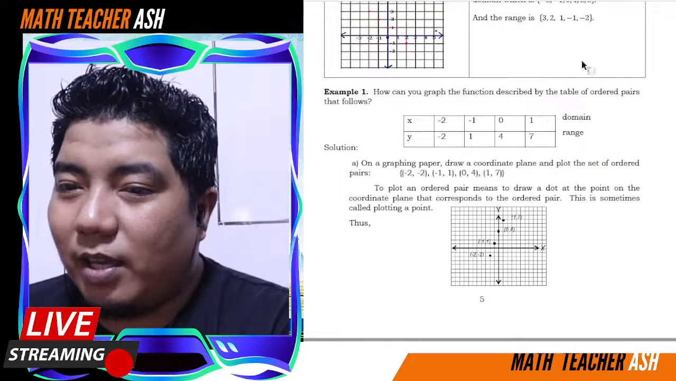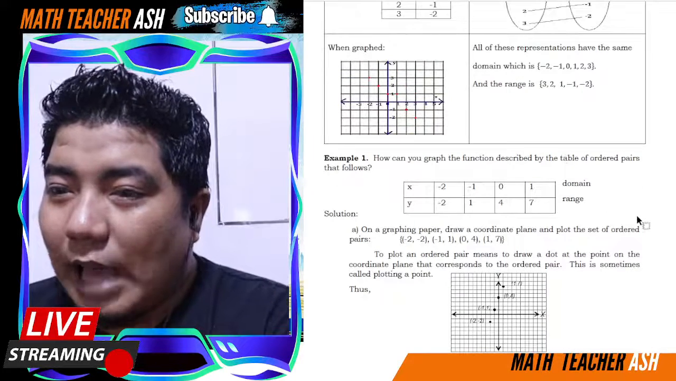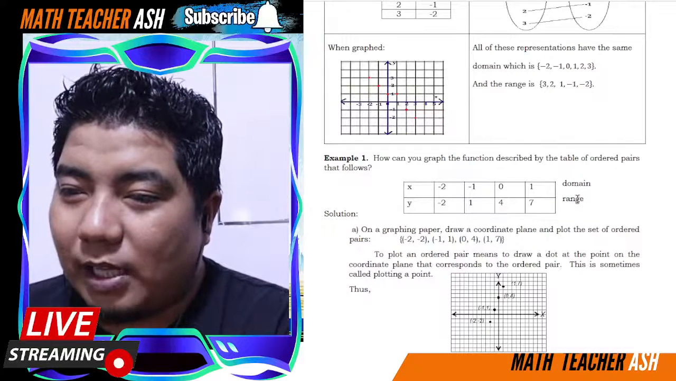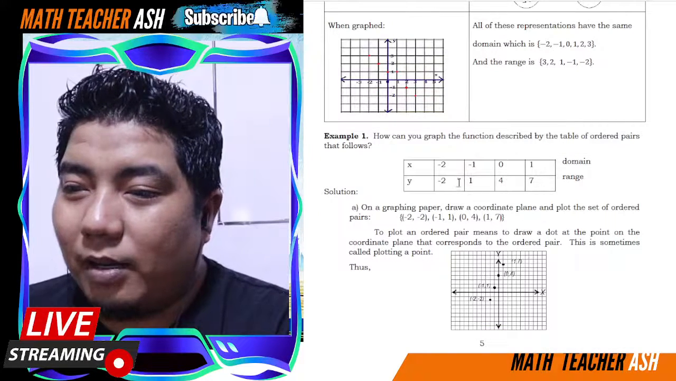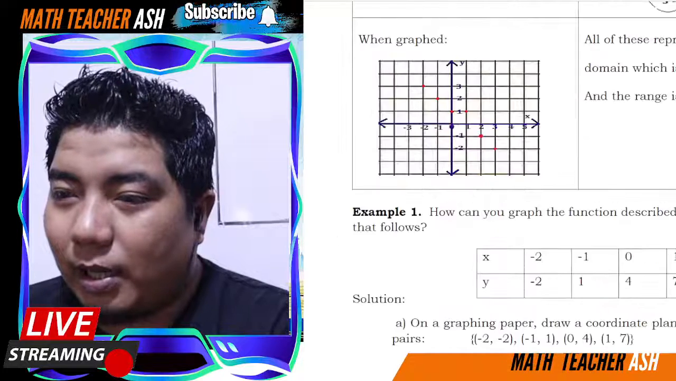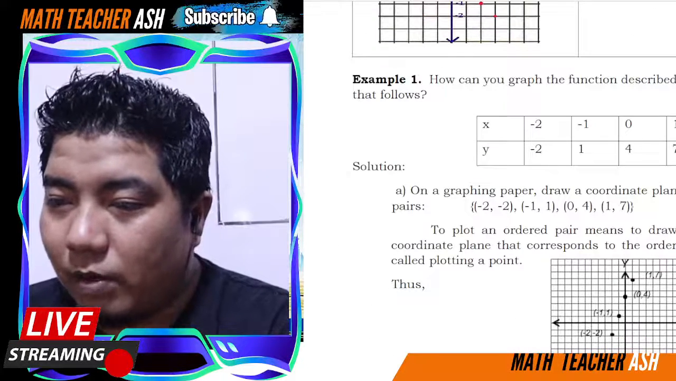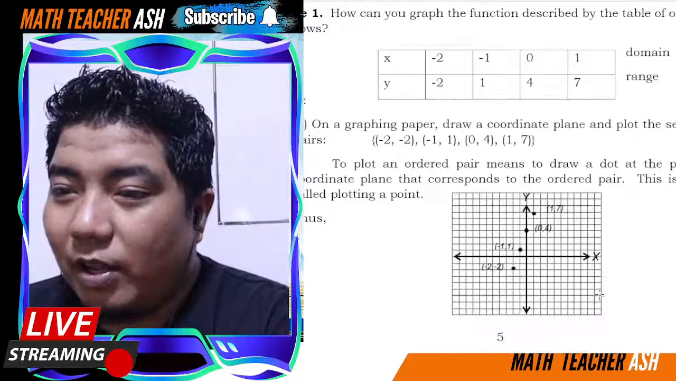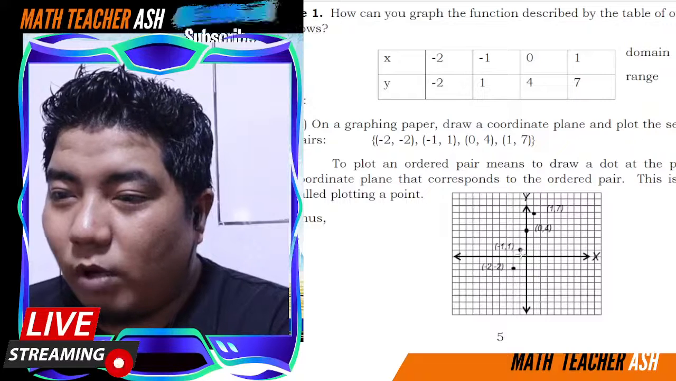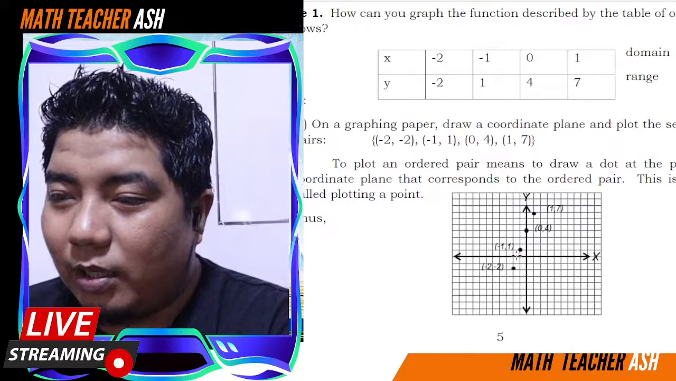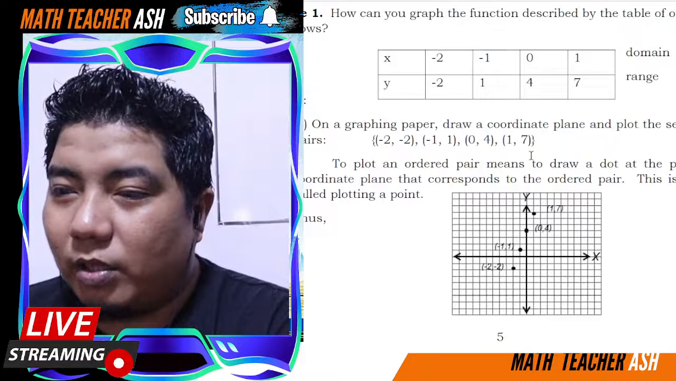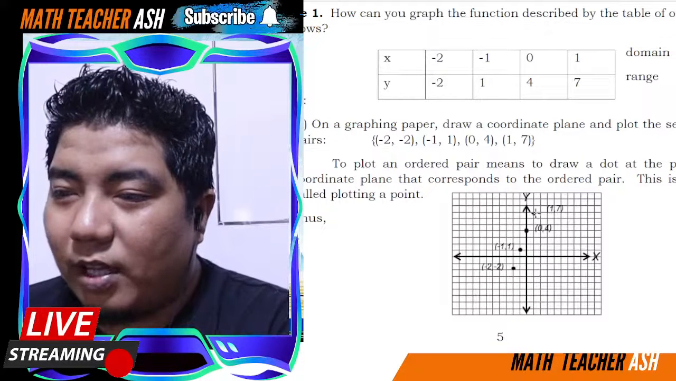Next, we have here is how can you graph the function described by the table of ordered pairs that follows. So, ganun pa rin. Negative 2, 2. So, ito yon. Okay, so palakihin lang natin para at least makita nyo. Alright. Yan. Okay, so we have here negative 2, 2. Ito yon. Negative 1, 1. Ito yon. Okay, negative 1 ng x. Positive 1 ng y. 0, 4 nandito. Then, positive 1, 7 nandito.